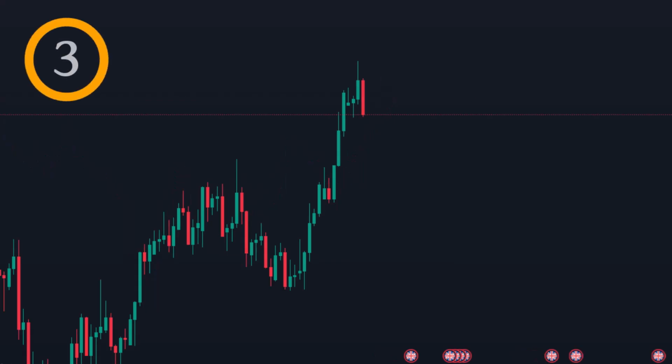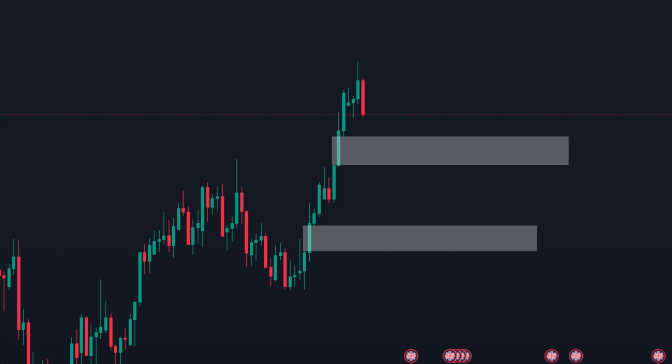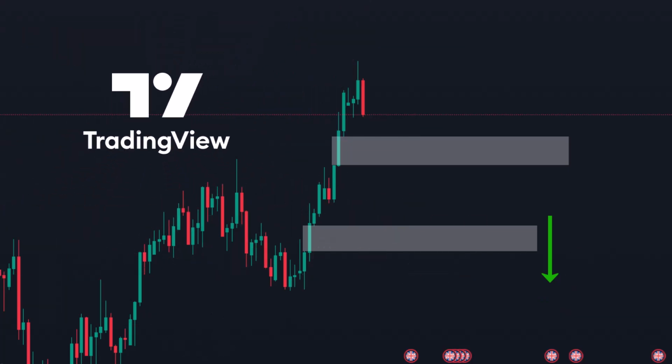Moving on to number 3, if you found a setup with multiple fair value gaps that are about the same size and none stand out to be larger, you'll need to filter them out based on their position. The ones you use are the fair value gaps located in the lower portion of the move, which usually has a higher chance of working. But to do this more precisely, you'll need a tool on a charting platform like TradingView.